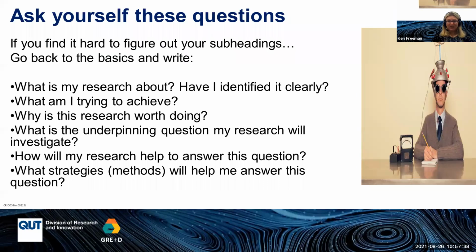So while you're writing those subheadings, another way to figure it out, if you're not exactly sure of your subheadings, is to go back to some basics and ask yourself some of these questions. What is my research about? Have I identified it clearly? What am I trying to achieve? That links with your aims, doesn't it? Why is this research worth doing? This is about your significance. But if we pose these as questions rather than subheadings, sometimes that can help us to at least get started.